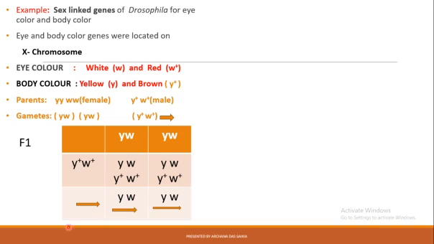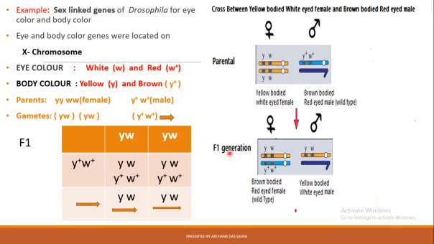Now we will see the same cross in diagrammatic view, a cross between a yellow body, white eye female and a brown body, red eye male. These are the parental combinations which I had written here. This is the male and this is the female, 2 X chromosomes, and 1 X and 1 Y. And these are the possible offspring. The females are in a heterozygous condition, and the males, we cannot say heterozygous, but the expression will be of the recessive alleles due to absence of the contrasting alleles.